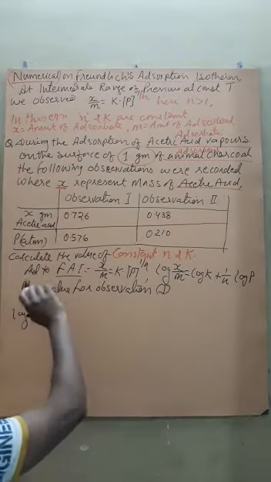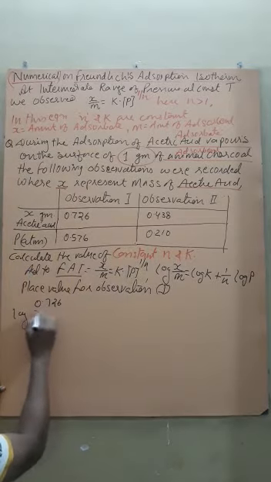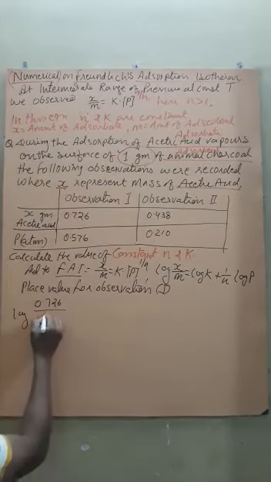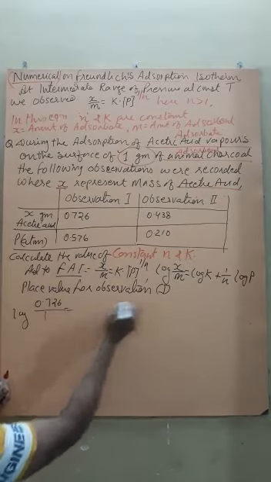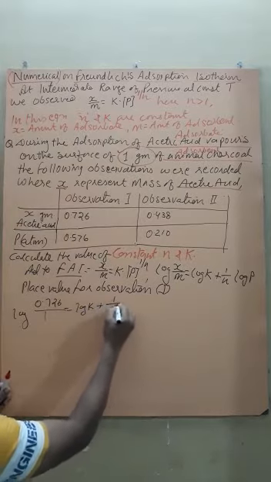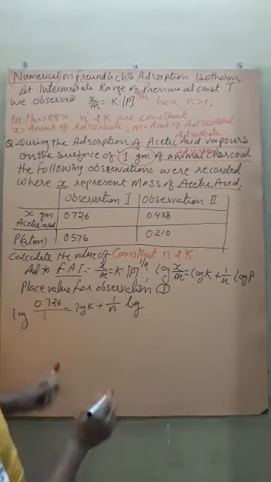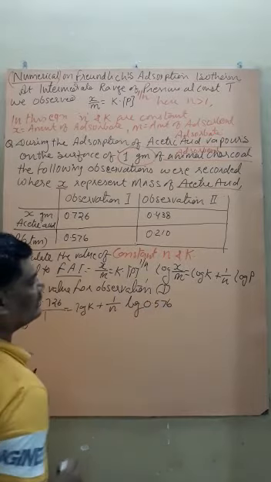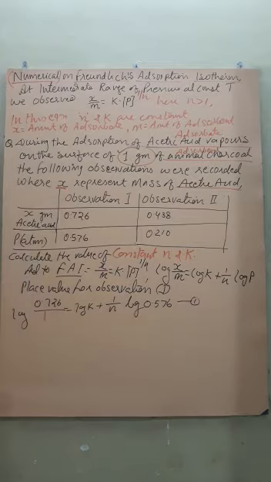So for observation 1, here log, now what is the X here? 0.726 upon how many gram is there? 1 gram. So log of 0.726 upon 1 is equal to log K plus 1 upon n log, and in place of P we can write 0.576. This is the equation for observation number 1.